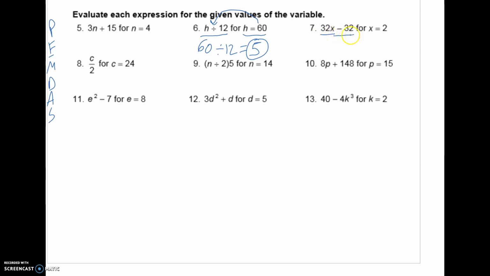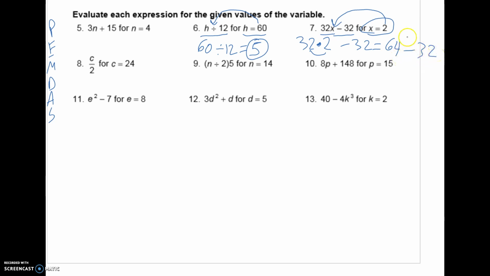32x minus 32. And x equals 2. So you plug in 2 for x. Remember, 32x means 32 times x. So this becomes 32 times 2 minus 32. Okay, so remember order of operations. Multiplication comes before subtraction. So 32 times 2 gives us 64. And then keep your minus 32.